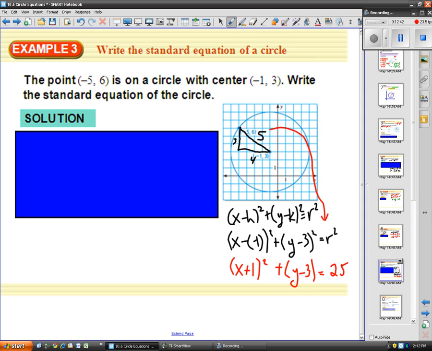You could do it by counting if it's straight across. Sometimes you can trust it, sometimes you can't. I would go with the distance formula or Pythagorean theorem. And the distance formula will get you the same thing. I just thought Pythagorean theorem might be a little easier there.